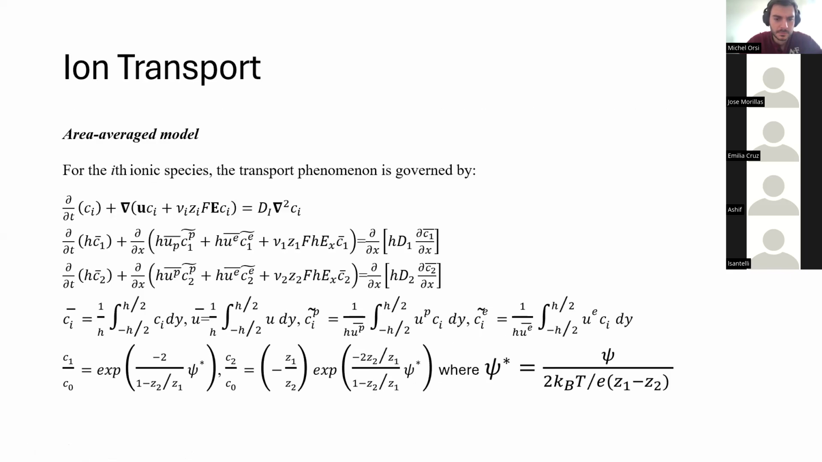Now, the area averaged model. For the ith ionic species, the transport phenomenon is given by this equation, where Ci, mu i, Zi, and Di represent the concentration, mobility, valency, and diffusion coefficient of the ith ionic species respectively. U is the velocity vector and F is the Faraday constant. We consider a binary charged solute system where the individual constituents are represented by subscripts 1 and 2.